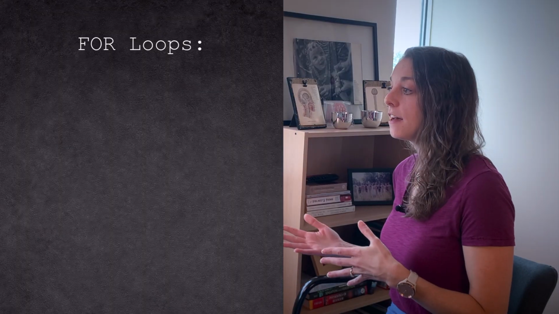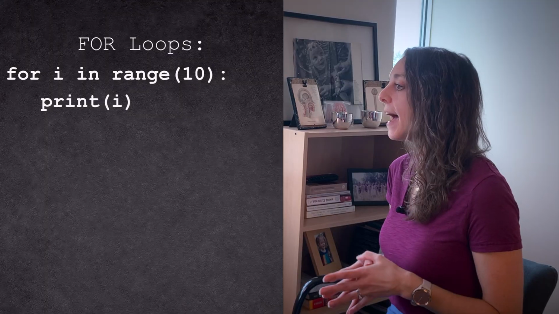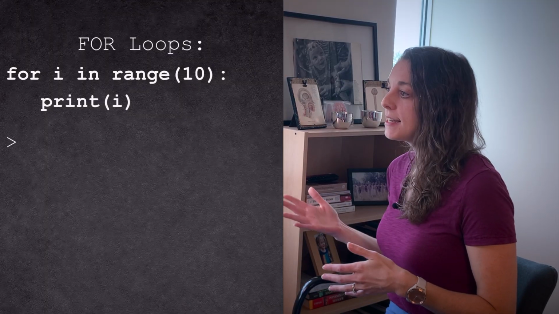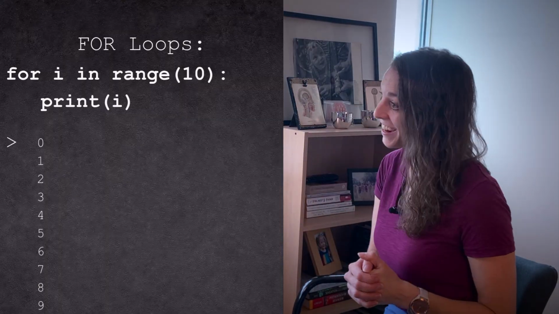For example, a Python for loop might say, for i in the sequence of 1 to 10, print i. The loop runs 10 times with i taking on the values 0 through 9. This is zero-based indexing in action.